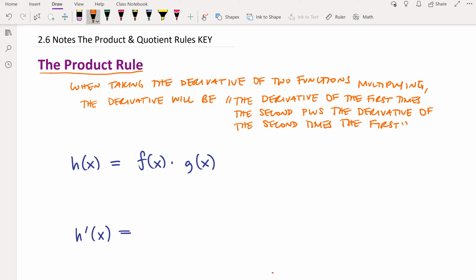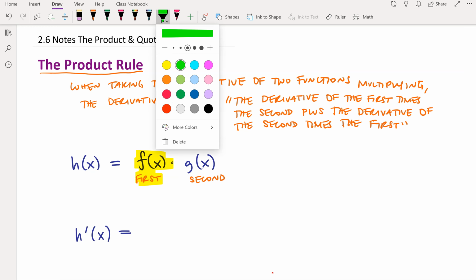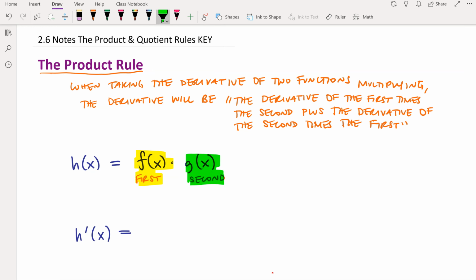Go ahead and write this example down. We have h of x equals two functions being multiplied, f of x and g of x. I would like for you to label f of x as the first and g of x as the second. I'm going to highlight them. So f of x is the first, g of x is the second, and now we're going to do the product rule, where we actually take the derivative.